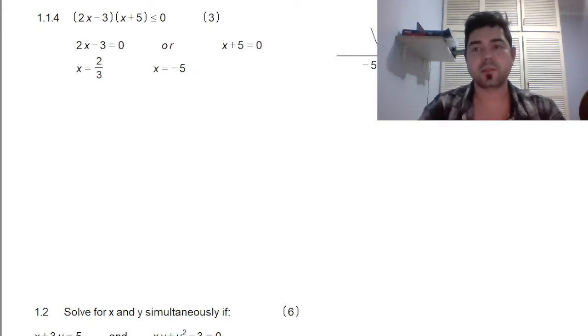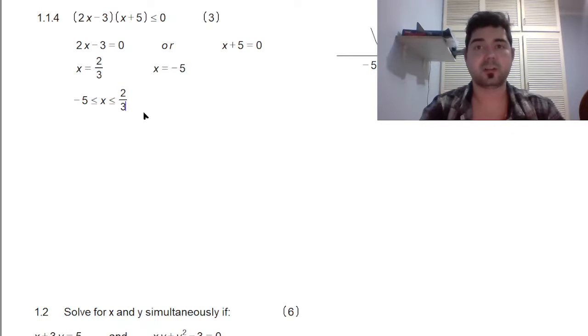Okay, now bear in mind they asked us where this parabola is less than or equal to 0, and we can see here that that's actually between these two roots. Okay, so when they ask us where it's negative, we must say that x is greater than or equal to negative 5, but x is also less than or equal to 2 over 3.